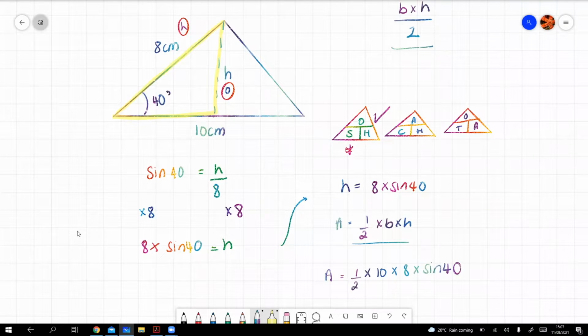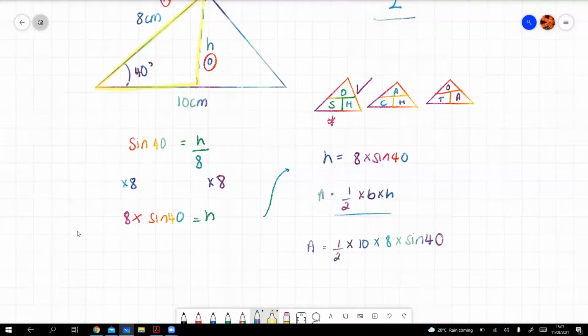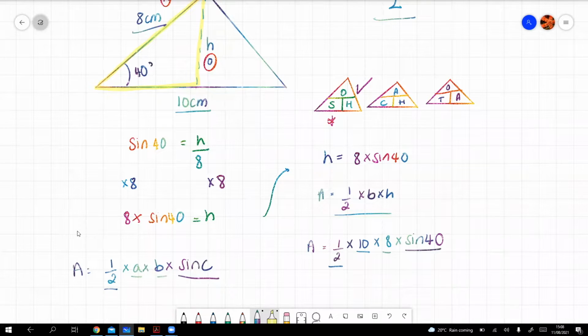Okay, and just have a look there. The formula of how to work out the area of a triangle is a half times A times B times sine C. I don't really have to change the sine 40, but it's absolutely fine. But have a look at that. What's happened here? I've got the half. My A was one of the sides of my triangle. B was the other side of my triangle, and it's sine 40, sine of the angle, and that's where the area of a triangle formula comes from, okay?